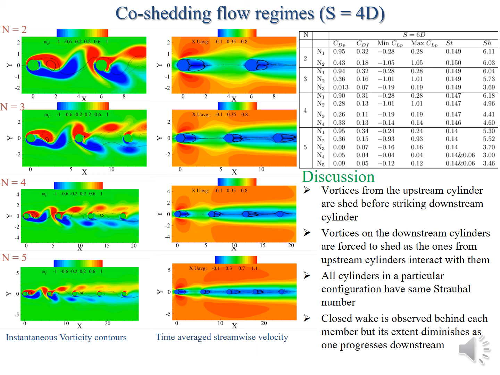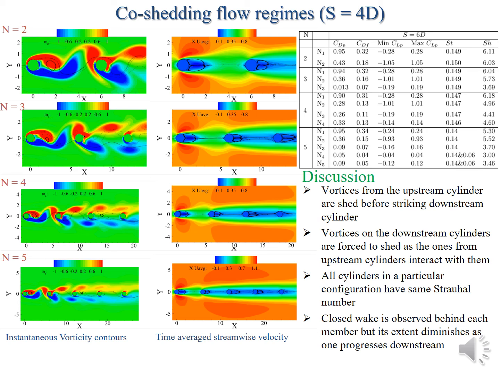So for the flow structures in the co-shedding regime, we find that all the cylinders in the configuration are now shedding vortices. The effect of the upstream cylinder on the downstream cylinder is that the vortices from the upstream cylinders impinge on the surface of the downstream cylinder. That causes the vortices from the downstream cylinders to shed prematurely, but all the members now have the same vortex shedding frequency. As you can see, the Strouhal number is the same for all the members.